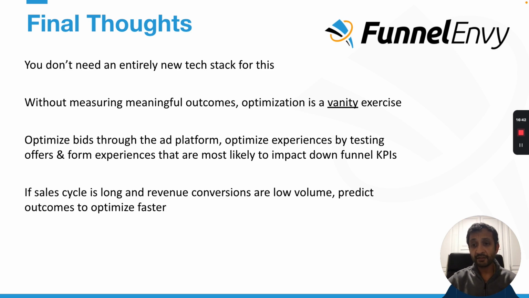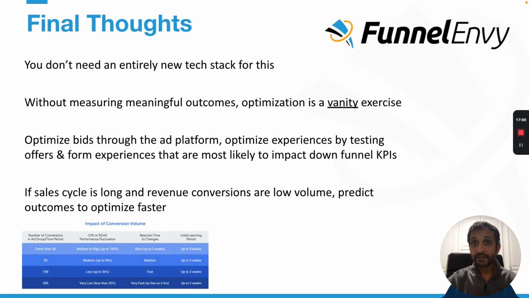Finally, if you do have a long sales cycle and a relatively low volume of revenue conversions, you can take this a step further. You can actually take a more frequent upstream conversion and use a predictive model to predict revenue and optimize faster. As we see more frequent conversions, a higher number of conversions in a certain time period will actually allow the algorithm to optimize faster. So sending along a predicted revenue value, for example, with your MQLs, can allow that algorithm to optimize traffic much faster while those down funnel actual close won revenue conversions are coming in.